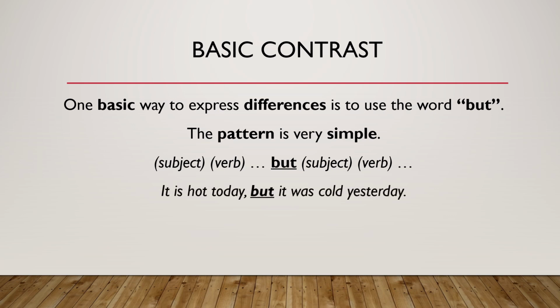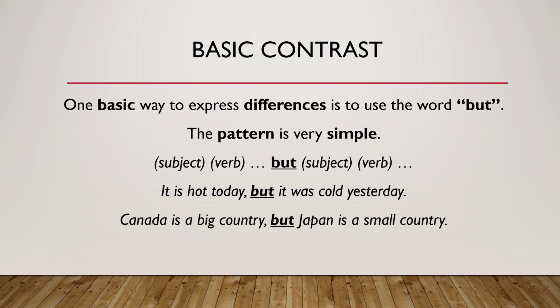It is hot today, but it was cold yesterday. Canada is a big country, but Japan is a small country. Bob lives with his family, but Jim lives alone. These sentences are showing contrast.